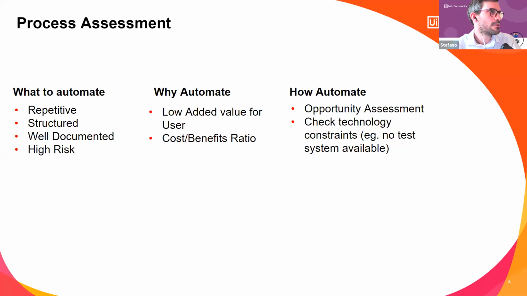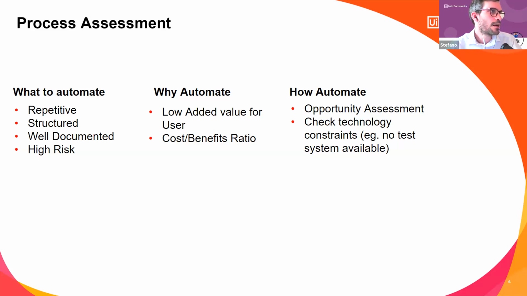The first thing is what to automate. We have to know in advance that some of the processes that we assess will not be automated, because we will take into consideration only the processes that are repetitive, structured, well documented, and preferably with high risk. There are maybe a few processes that have all these checks, so there will be a high benefit and low cost. These will be the first processes to automate.